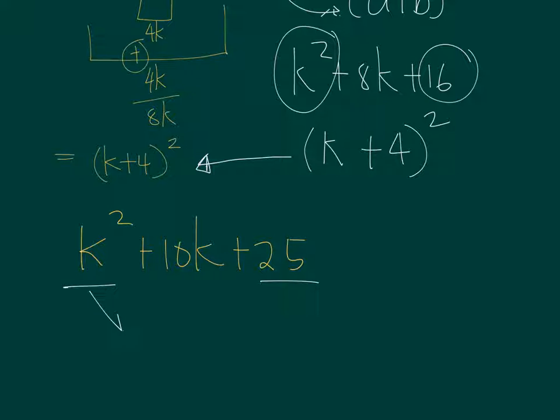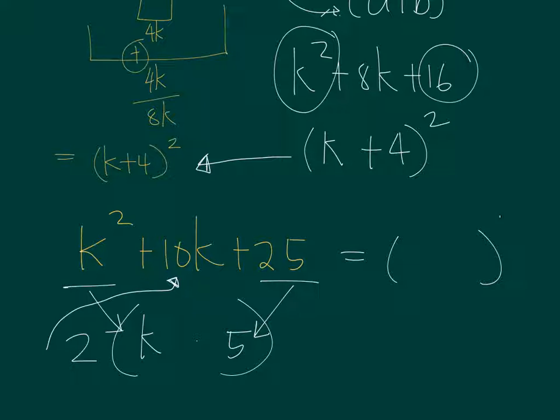So the square root of k squared is k, the square root of 25 is 5. Now if you double the product of these two and it equals the middle term, then the factored form is simply a binomial squared. And if we check, 2 times k times 5 is equal to 10k. Therefore, k squared plus 10k plus 25 is simply k plus 5 squared.